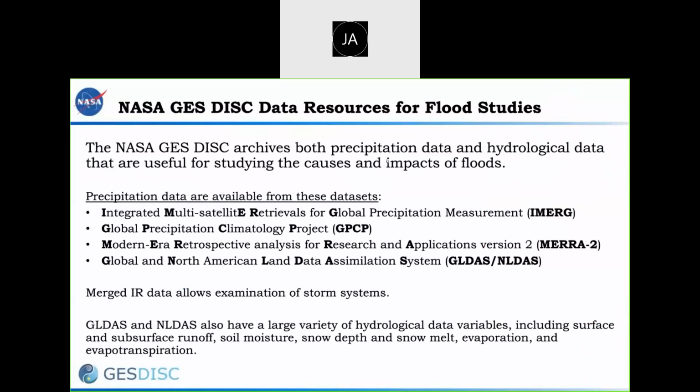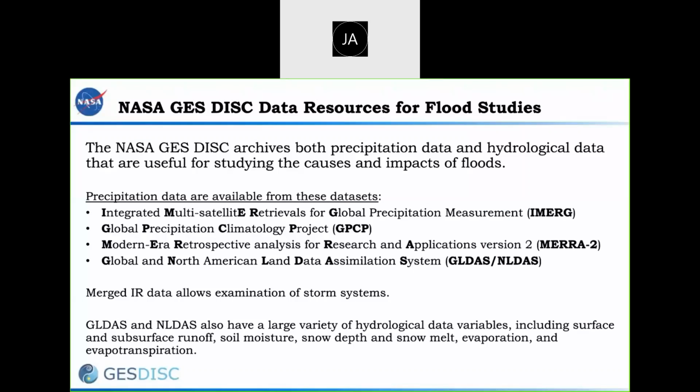Okay, so now I'm going to talk about our resources. And very quickly, I'm just going to mention the acronyms that you will see mentioned in the upcoming slides. You can read what the acronyms mean, but we're going to be talking about IMERG, GPCP, MERRA, and both GLDAS and NLDAS. These are the main data sets that can be acquired from the GES DISC to look at flood events. And we also have a merged IR data set, which allows you to look at cloud top temperatures. And you can also see storm systems evolve that way. You can also see ash clouds from volcanoes.